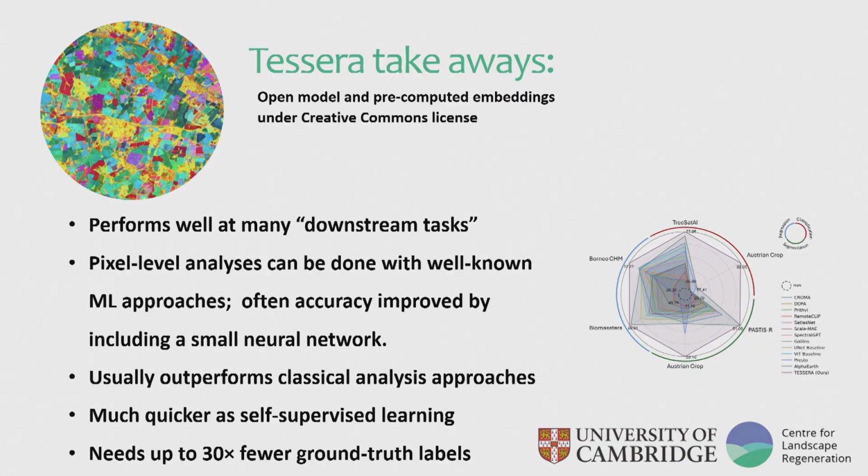Often we're finding the accuracy is improved by adding a small neural network onto the end, which is a bit of a shame. It usually outperforms classical analysis approaches, and is much, much quicker because it's self-supervised learning. So all the hard work is done in advance, like a large language model. And what we're also finding is it needs many fewer ground truth data than traditional approaches, typically sort of 30 times fewer.